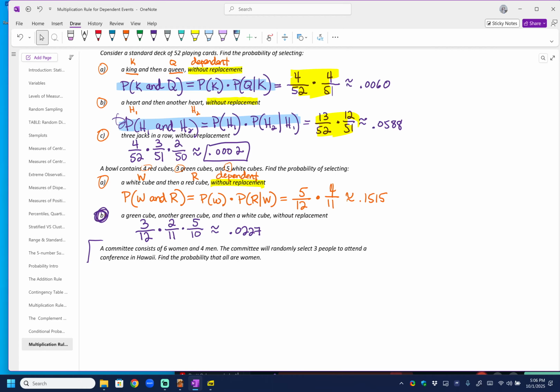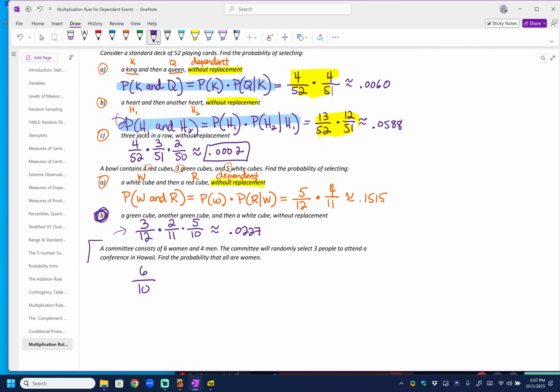As you can tell, just by the way I said it, this is a perfect example of the multiplication rule of 3 events in a row. We could call them W1, W2, W3, but we don't need to do that. We can do it just like this and do the math. When you go to select the first person, there's 10 people in the committee. That's your sample space of people. But for the event of picking a woman, there's 6 out of them possible.